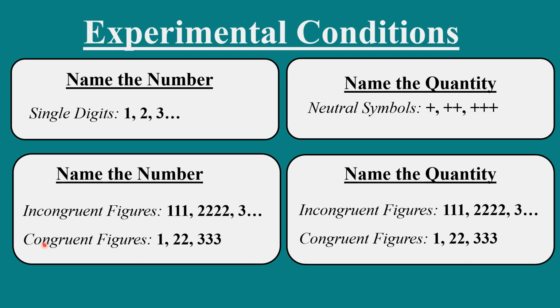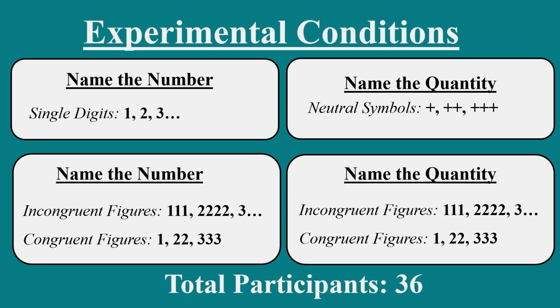And the fourth one was they needed to name the quantity, and in this one also they had an incongruent figures condition. So in the incongruent, there are 3 1s, 4 2s, so the correct answer here will be 3, 4, and so on. And in their congruent figures, there is 1 1, 2 2s, 3 3s, and so on. So here they read the number, and here they count the number of digits. So these were the 4 conditions, and they had 36 participants.